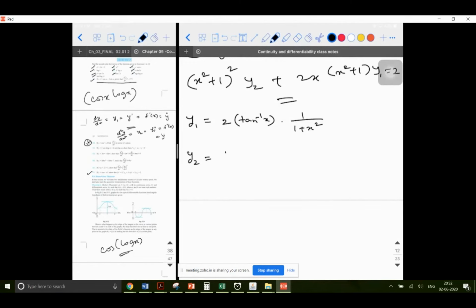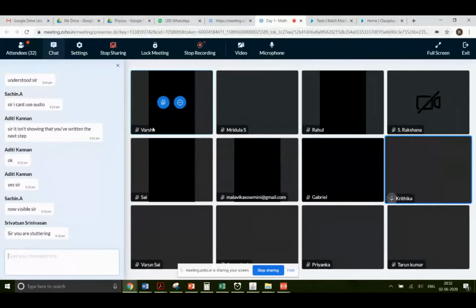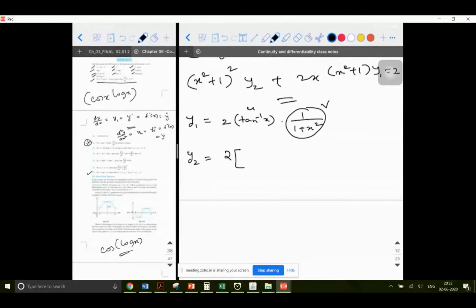So y2 is equal to 2 into, tell me. So you want to take tan inverse x as u and this as v. Am I right? I think I can put the 1 plus x square on the other side to avoid the negative powers. You want me to take the 1 plus x squared to the left hand side? Yeah. Okay, I thought you wanted to do uv directly. Okay, I'm taking 1 plus x squared to the other side: 1 plus x squared into y1 is equal to 2 tan inverse of x.